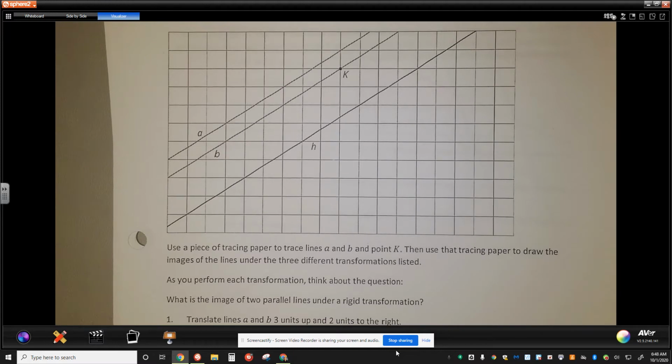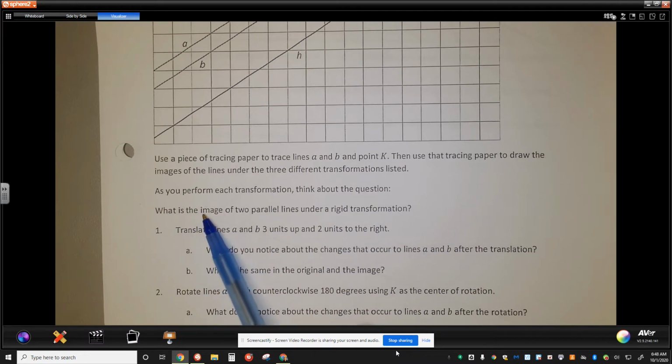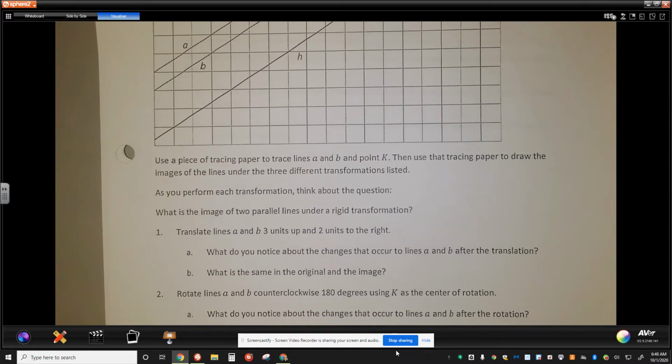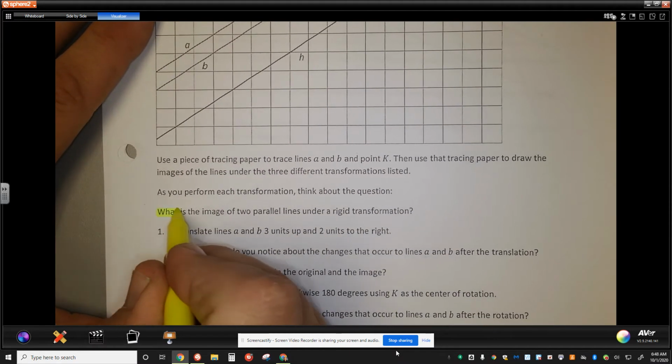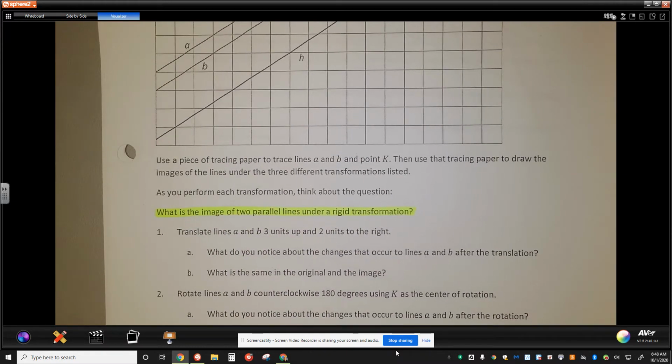Moving on to this problem, use a piece of tracing paper to trace lines A and B and point K. Then use that tracing paper to draw the images of the lines under the 3 different transformations listed. As you perform each transformation, think about the question, what is the image of 2 parallel lines under a rigid transformation? This right here is going to be a very key thing for everything that we do. We're going to come back and answer that question after we've completed these 3 rigid transformations.